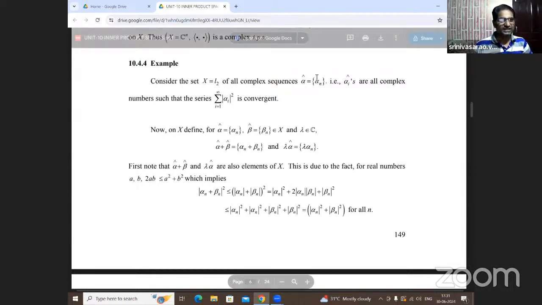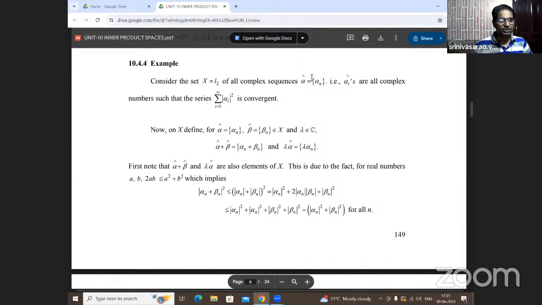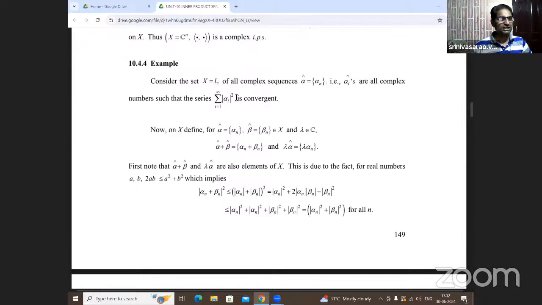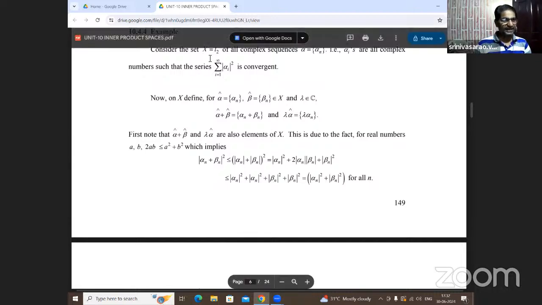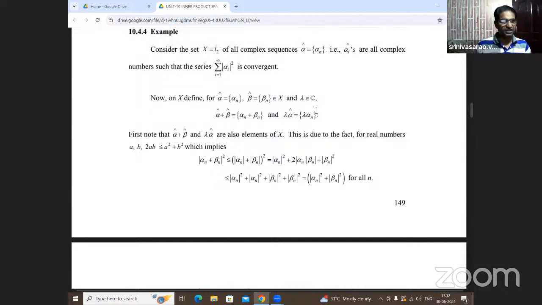Now suppose one of the sequences, say alpha equals the sequence of alpha n, beta equals the sequence of beta n. These are all complex numbers such that the series summation of mod alpha n square is convergent. It is defined on capital X. There are two elements given in the L2 part, capital X. So that is what L2 means. Here lambda is any one of the complex numbers.